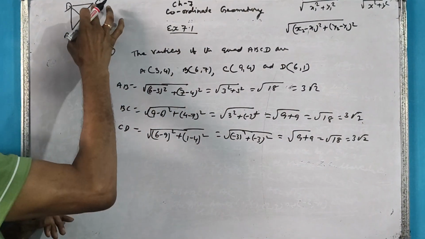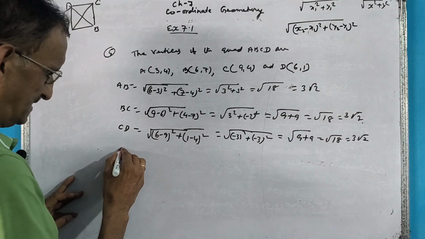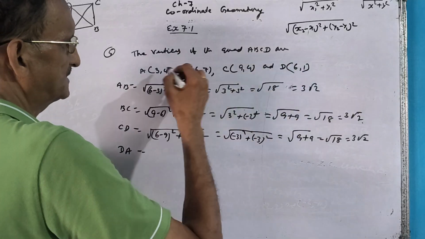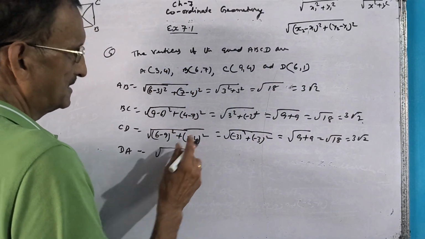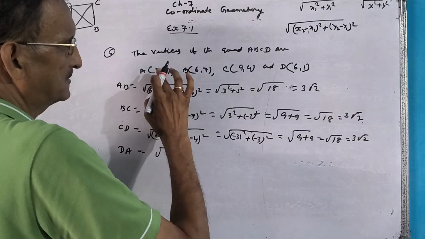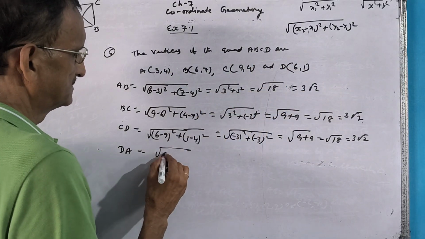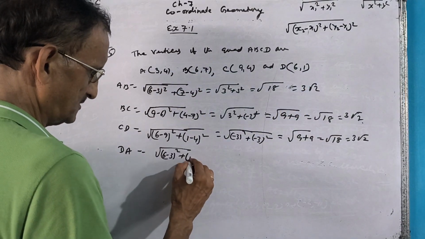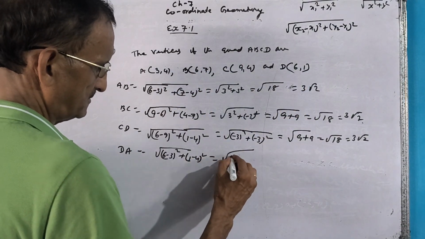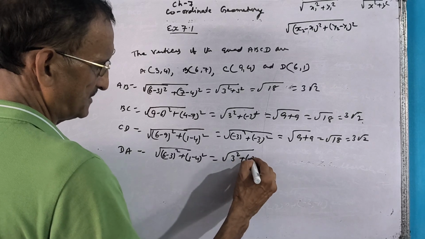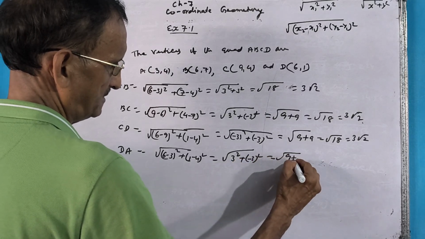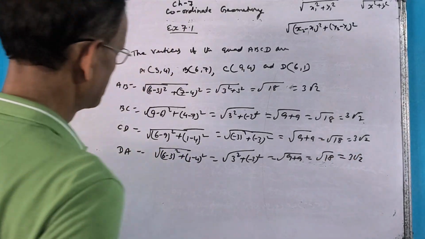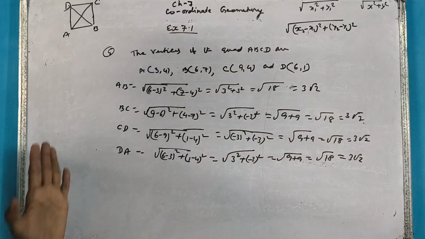Then AB, BC, CD, DA now. DA, AD, same thing. DA is 6 minus 3 whole square, either 6 minus 3 or 3 minus 6, same thing only, plus 1 minus 4 whole square, equal to 3 square plus minus 3 square, equal to 9 plus 9, equal to 18, equal to 3 root 2. We have got all the four sides equal.